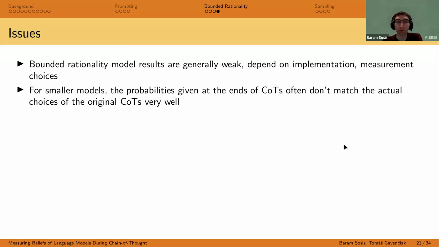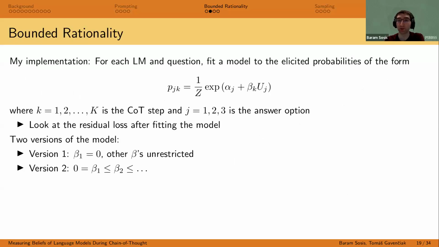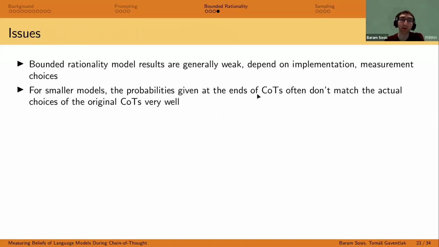I did do some other work along these lines, trying to develop a simpler way of measuring the coherence of chain of thought, because this whole process with the bounded rationality model, fitting these parameters to the data and then looking at the loss, is kind of complicated. So I did try to find a simpler way of doing this. I'm not showing those results here because they're also pretty inconclusive. The approaches I took were kind of ad hoc, and they've got other issues. But there is some other stuff here that I'm not going to go over.